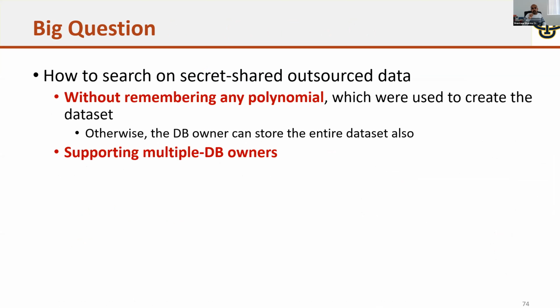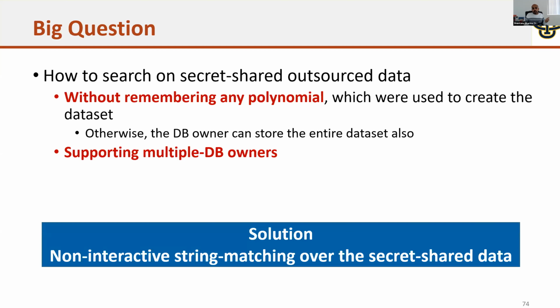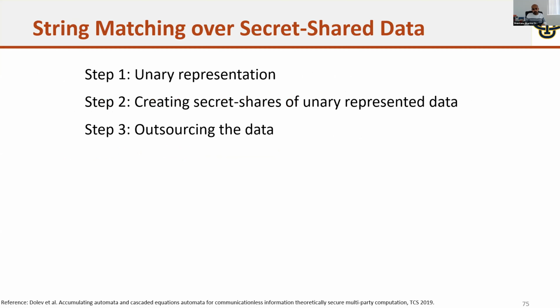So now the question is: is there any technique where the database owner doesn't need to remember anything regarding the polynomial? It will just take one polynomial, create secret shares of the data, and outsource it. After that, it will forget everything. So we need this type of technique. And since we want the cloud to search on the data, the answer is we need a non-interactive string matching operation for the cloud.